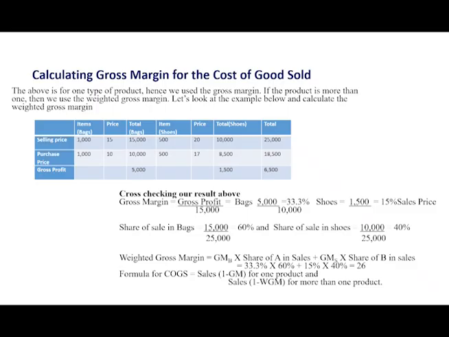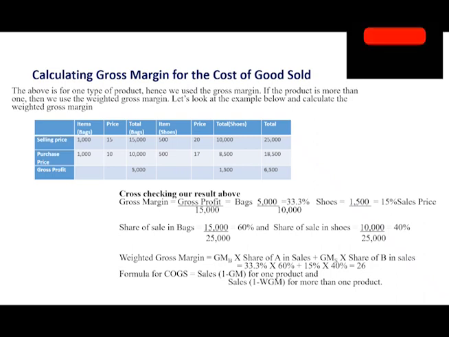For shoes we have 1,500. Gross margin equals, for 4 shoes, 1,500 gross profit divided by 10,000 selling price, making a total of 15%. Having this information, we proceed to get our weighted gross margin. To get our weighted gross margin, we have share of sale in bags, which equals 15,000 divided by 25,000, representing 60%, plus share of sale in shoes, which equals 10,000 divided by 25,000, representing 40%.